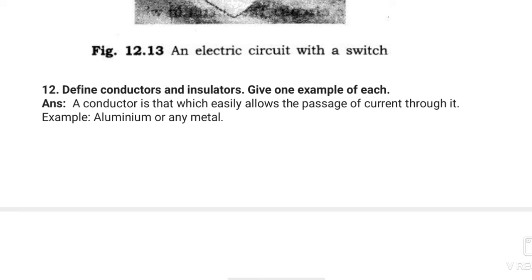Next, define conductors and insulators, and also give one example of each. So students, we know that a conductor is that which easily allows the passage of current through it. It means a material which allows current to pass through it is called a conductor. For example, aluminum or any metal. Almost all metals allow electricity to pass.